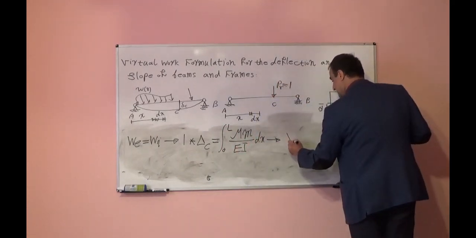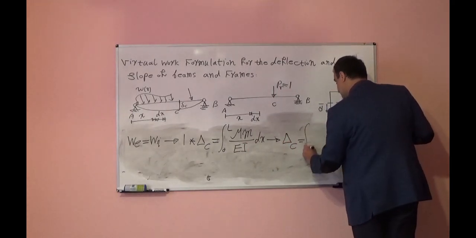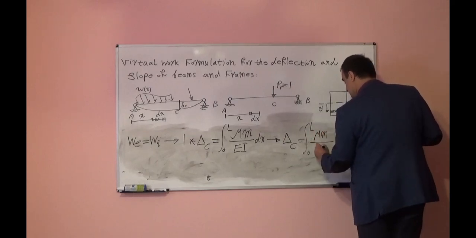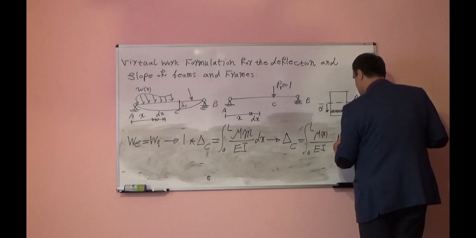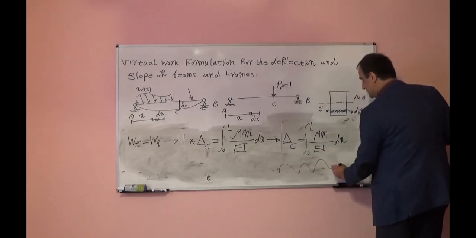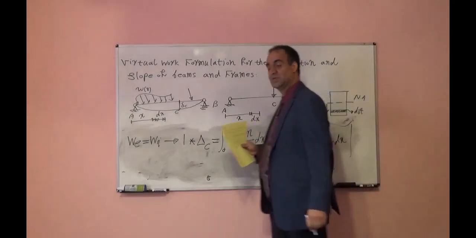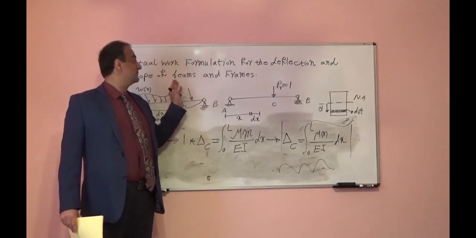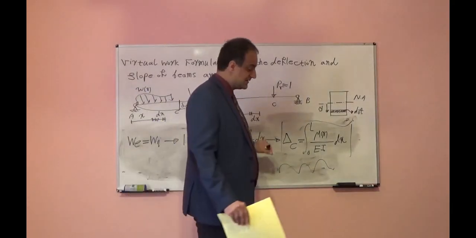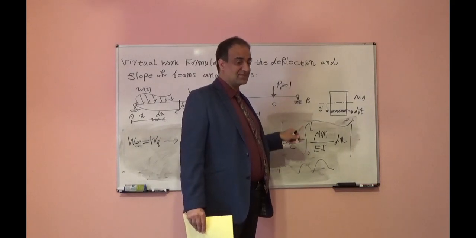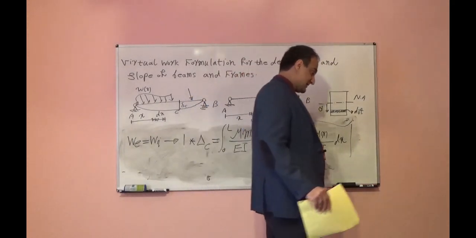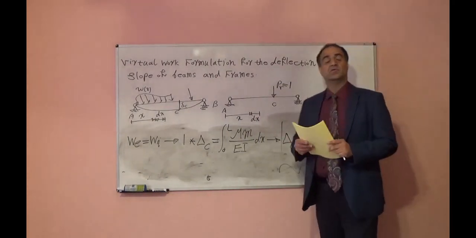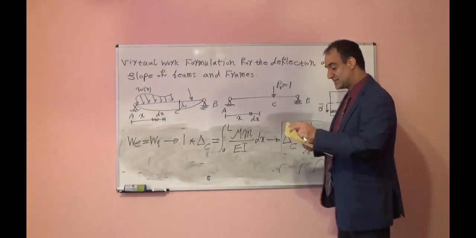From here, deflection at point C will be the integration from 0 to L of M m over E I dx. We will use this formula in order to find deflection and slope in frames and beams. For truss elements we will have a similar equation, but I will formulate that later on. So for beams and frames we will use this formula in order to find deflection and slope.